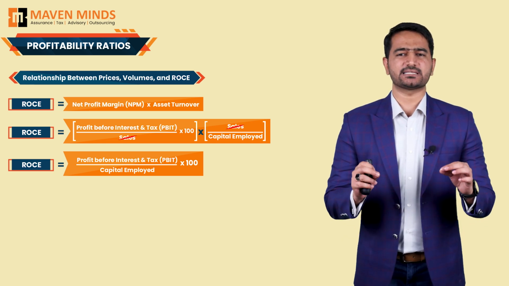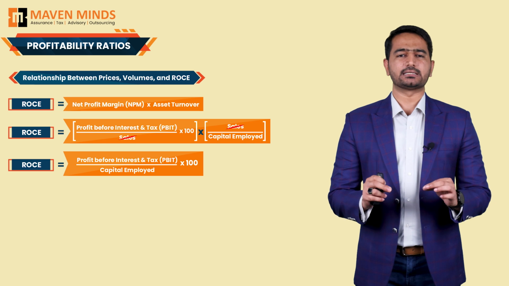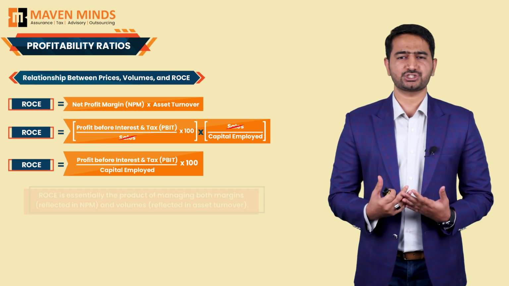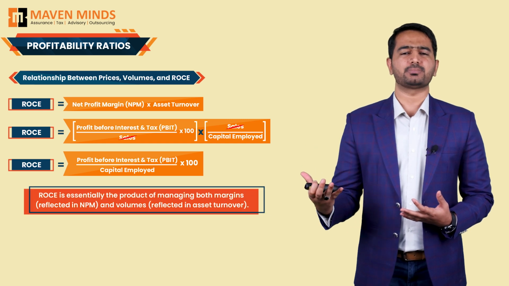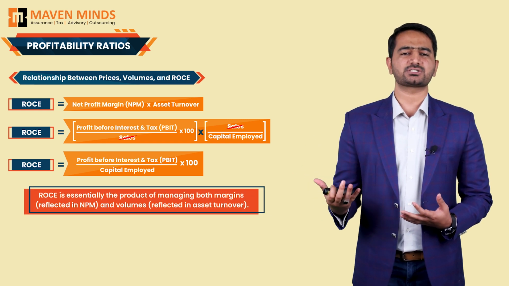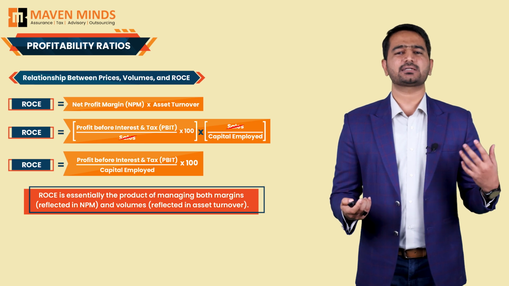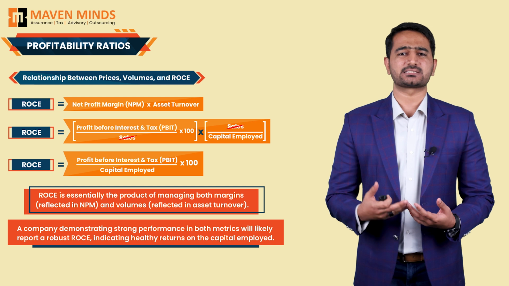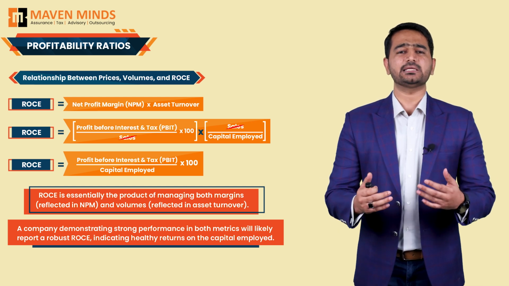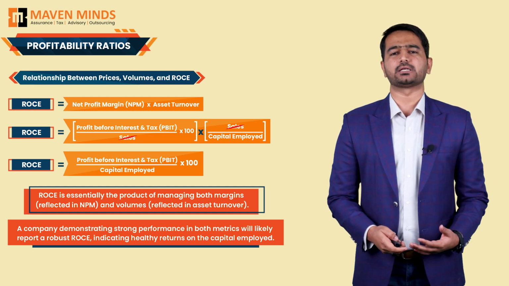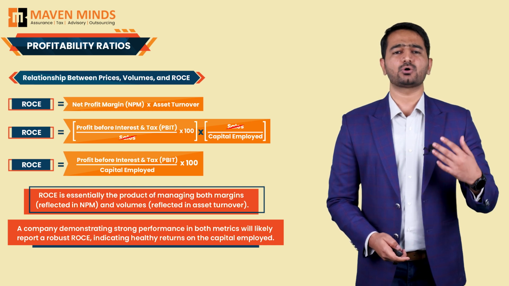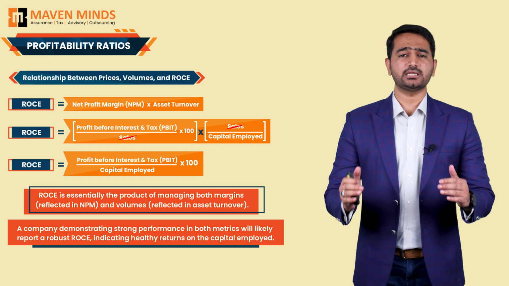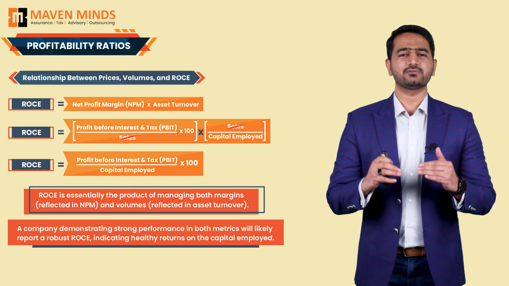This relationship proves that return on capital employed, that is a critical measure of profitability and efficiency, is essentially the product of managing both margins reflected in net profit margin and volumes reflected in asset turnover. A company demonstrating strong performance in both metrics will likely report a robust return on capital employed, indicating healthy returns on the capital employed. However, margins and volumes are usually inversely related.